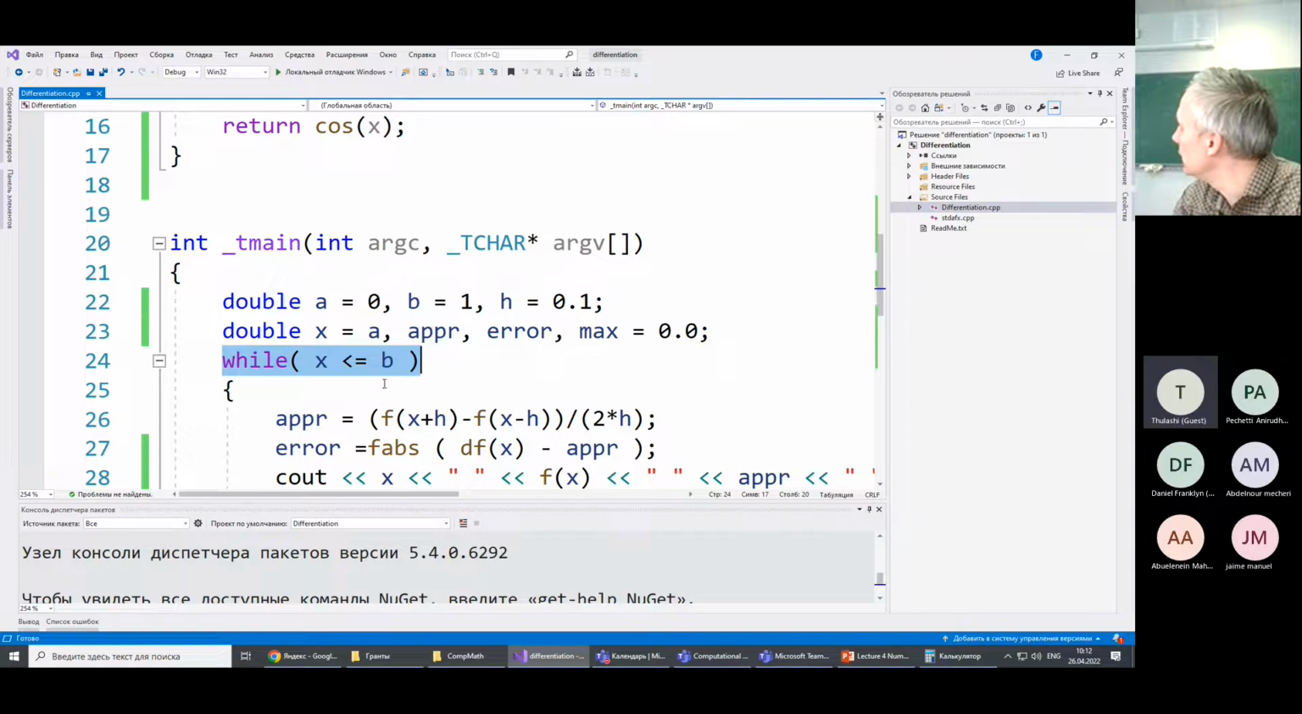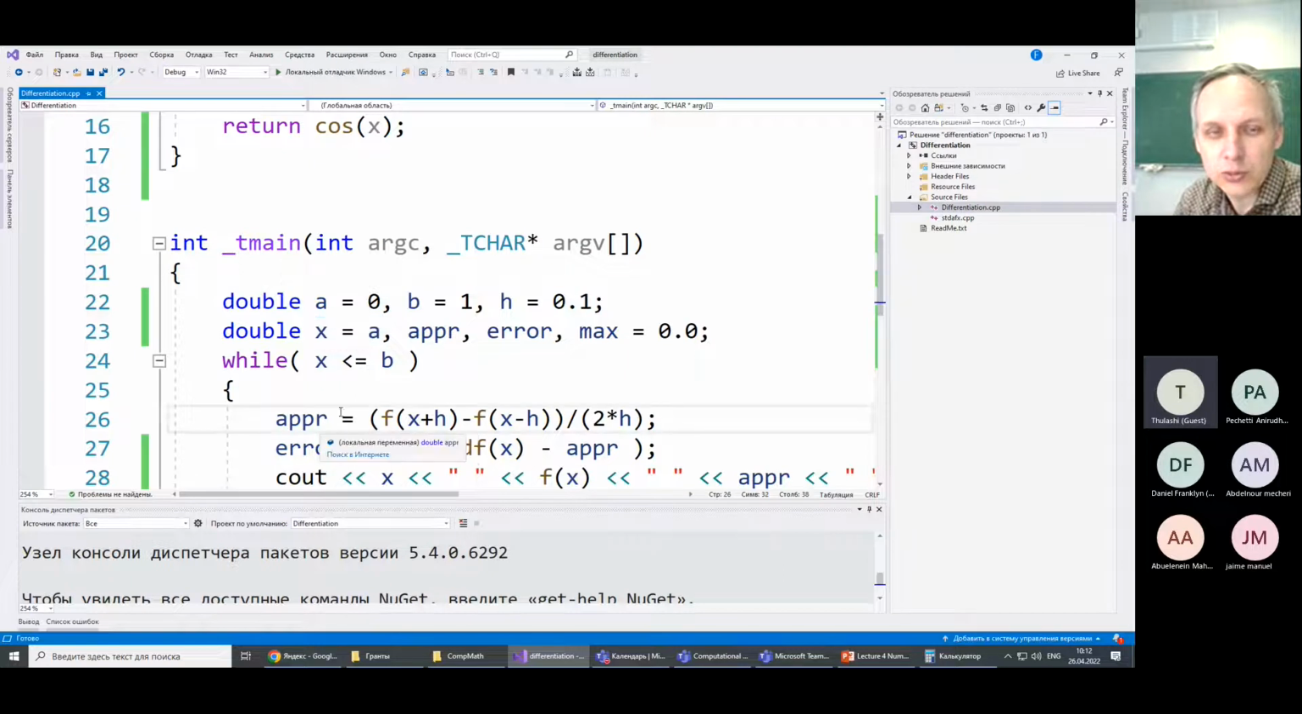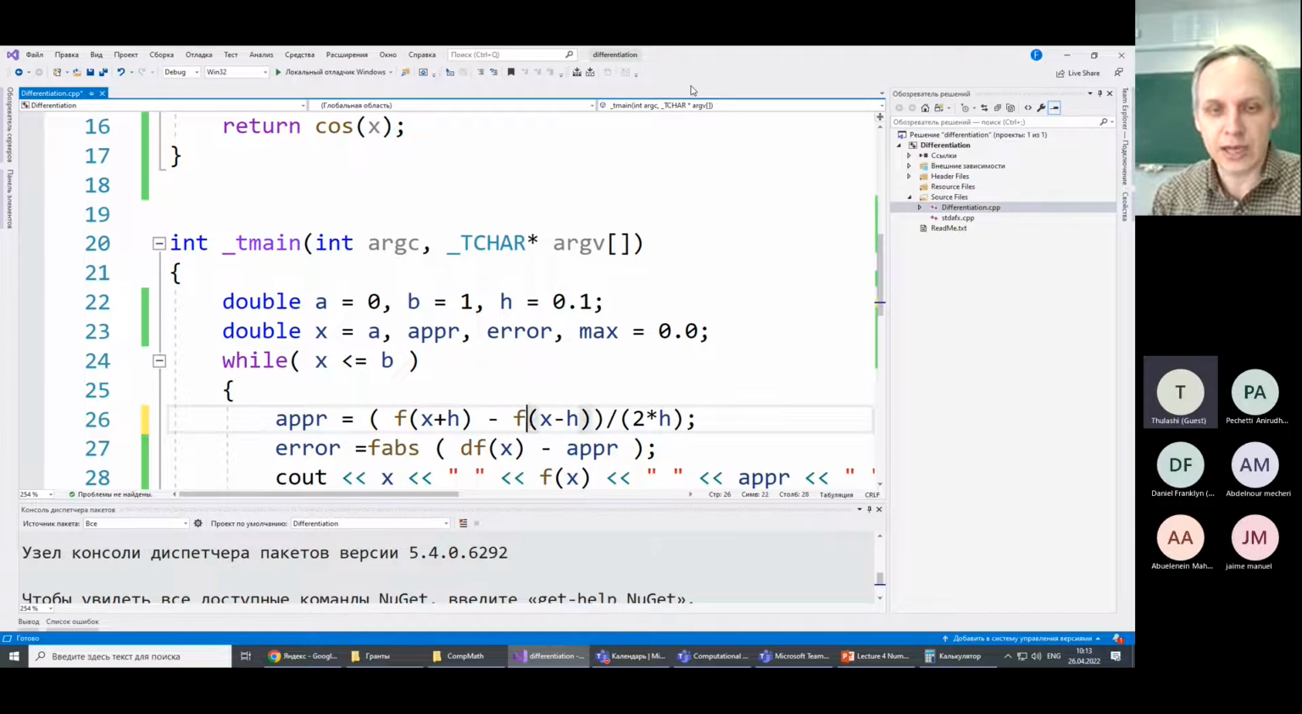After that, let's write a simple loop. While x is smaller or equal to b, so x is a point between a and b. We start x from a, x equals a, and we compute the approximation. To compute the approximation of the first derivative, I use the 3-point formula for the first derivative: f of x plus h minus f of x minus h over 2h.